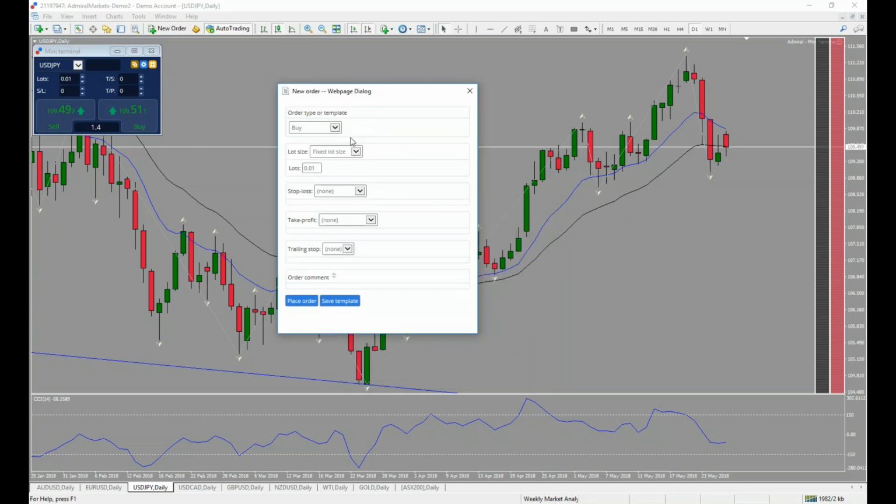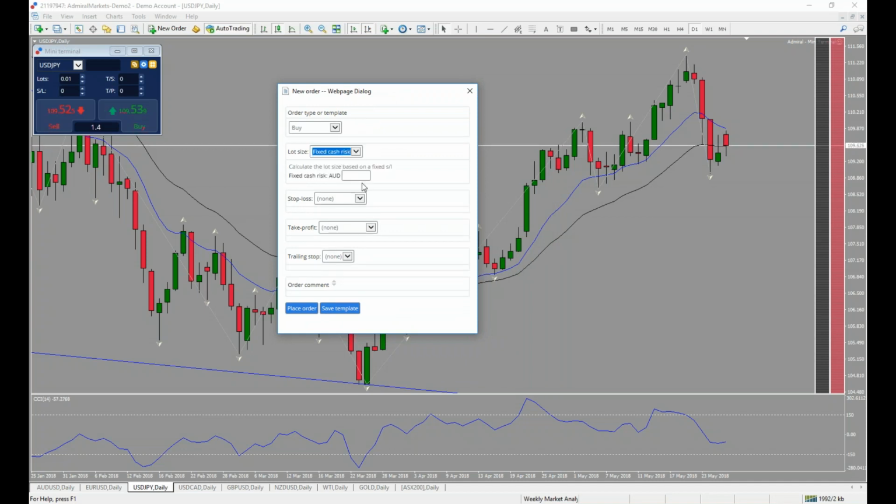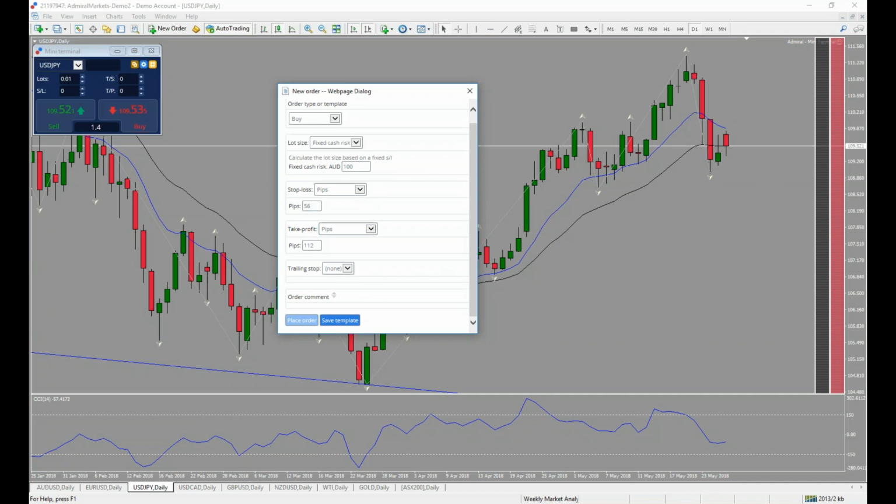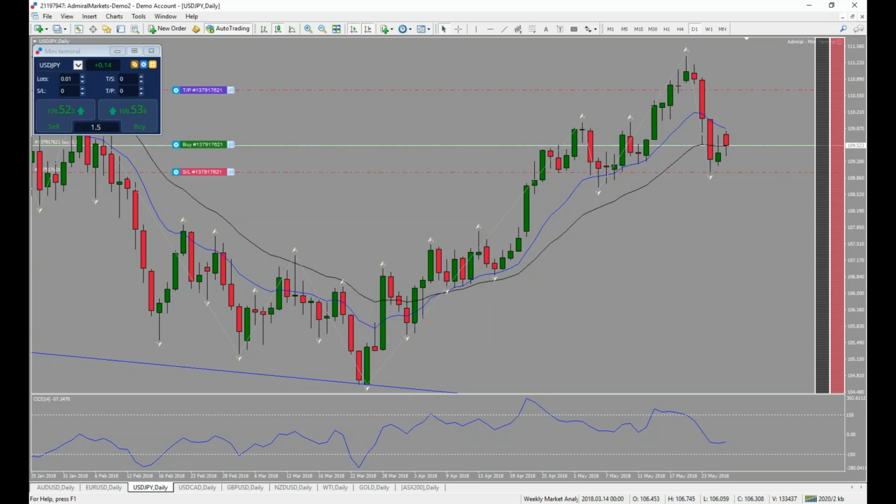Now what I want to do is I want to buy. I want to do a fixed cash risk, so I'm changing that. The risk that I want to take is, let's just take $100 on this one. My stop in pips, I want it 56 pips, already measured. My take profit in pips, now 2 to 1, so let's just double that. That makes it 112. That's 2 to 1. And I'll adjust it if I feel I need to, but there you go, and place it. Here we go. I'm going in at market.